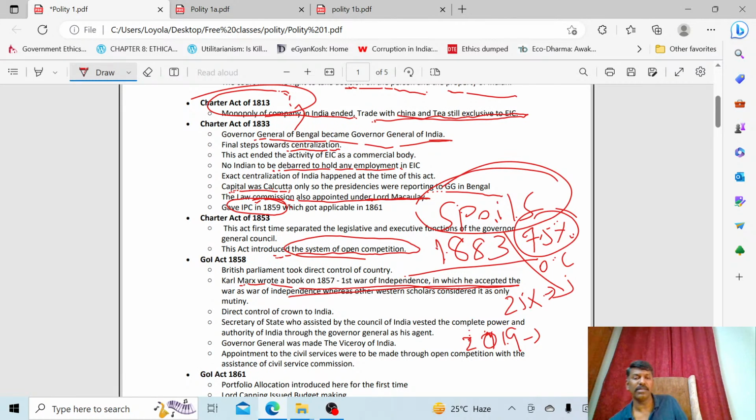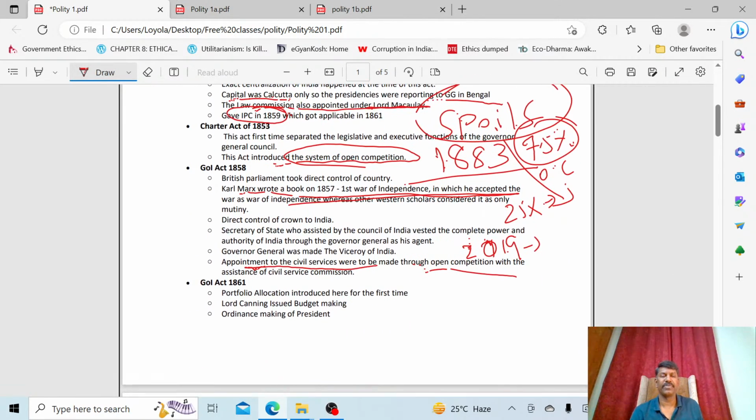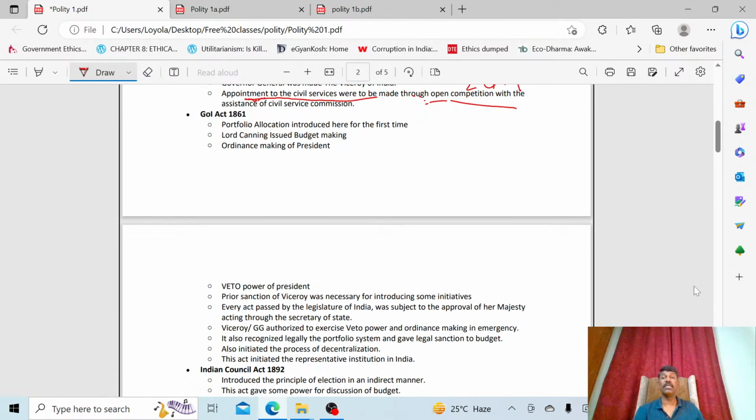But in a later part, there was a modification from what we did in 1853. Open competition was an idea initiated by the Charter Act of 1853, but it was rejected by the Board of Control. After the 1857 revolt, the British decided to go for civil services through open competition, and the idea slowly and steadily entered Indian territory. Apart from this, there is another most important source. When I look into the making of the Indian Constitution, 75% of it was borrowed from the Government of India Act 1935.